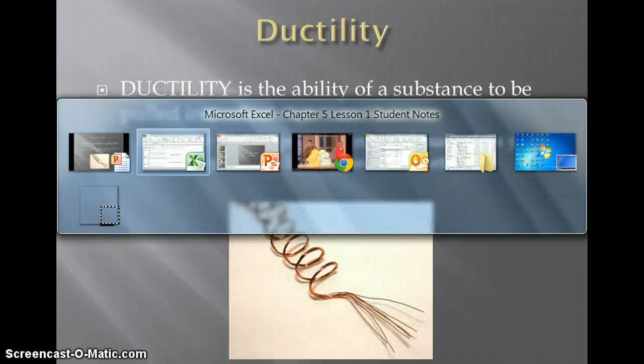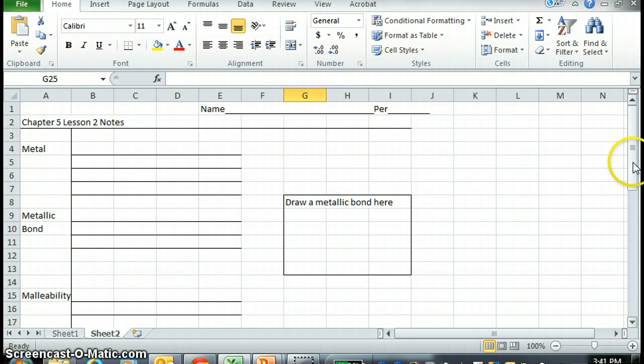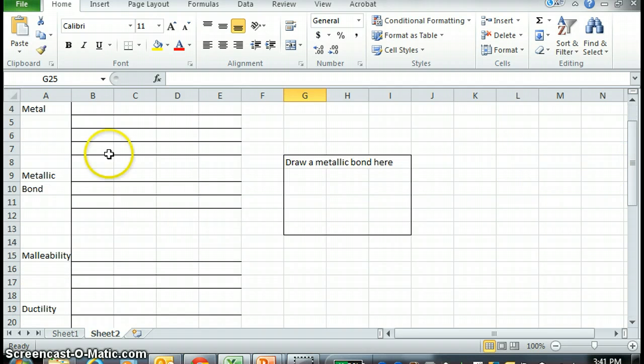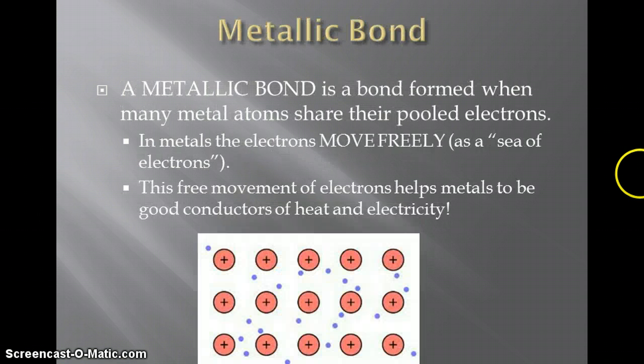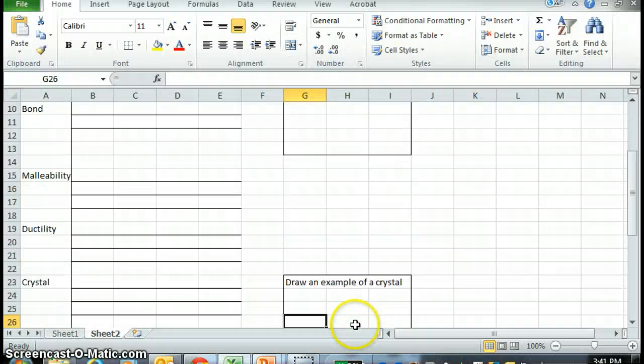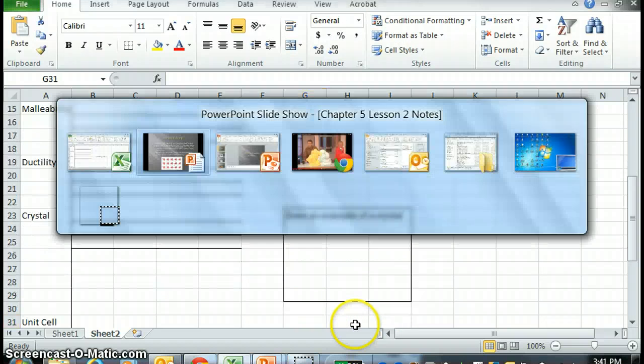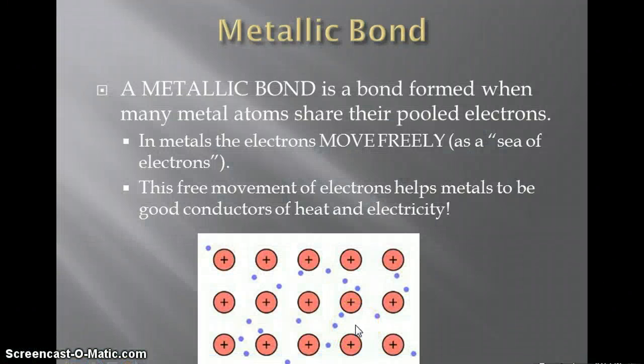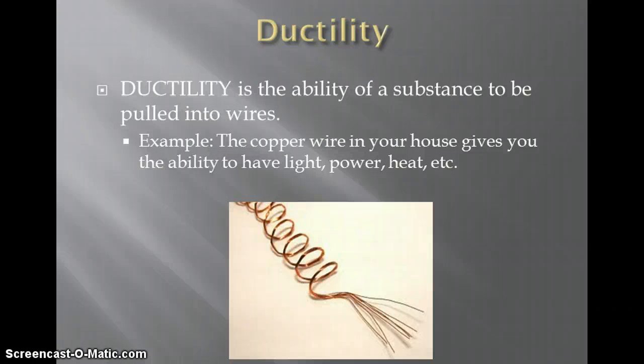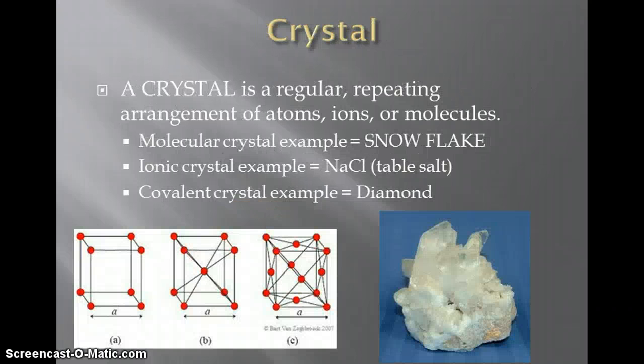And as we're going through, make sure that you are drawing your pictures from the metallic bonds slide. You should have drawn an example like this, metallic bond, the positive nuclei with all the electrons all over. And then there aren't any other drawings to do as yet. So we were on ductility, the ability to be pulled into wires.